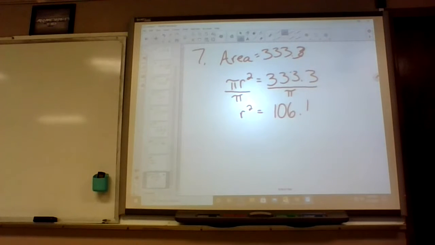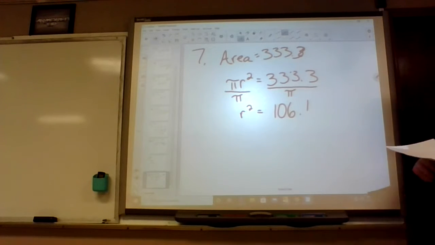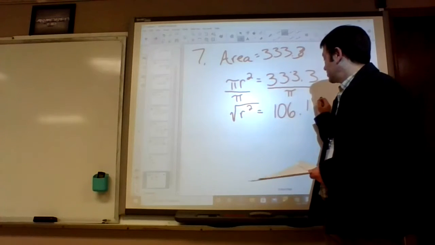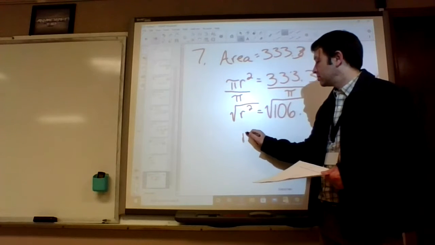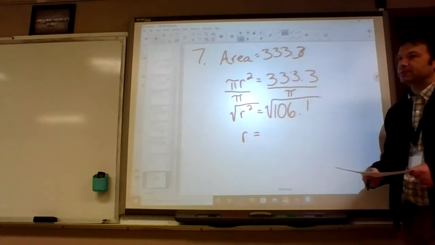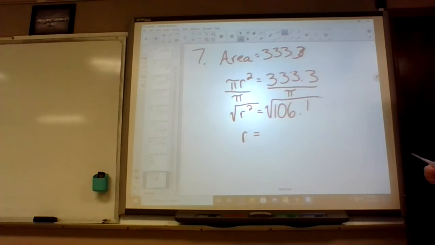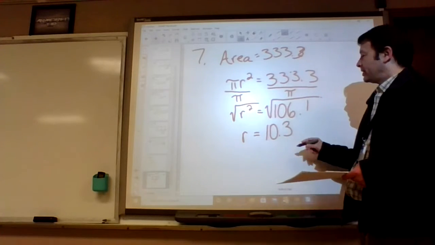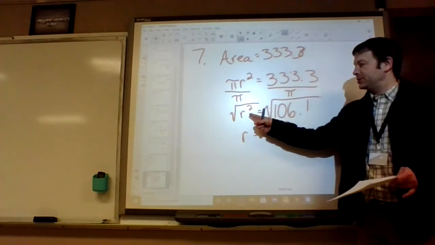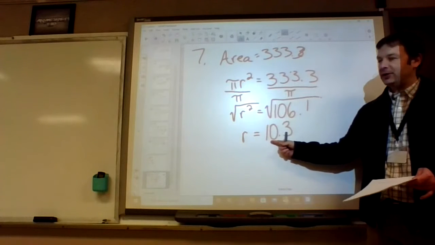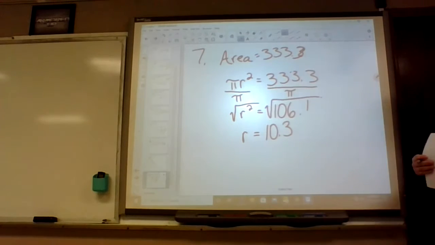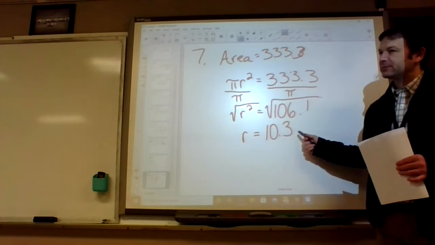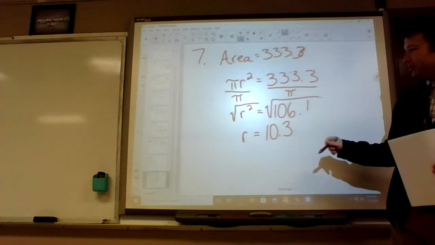And then what do we do? Square root. To get rid of the square, yeah, you square root it. What's that give us? 10.3. Okay, now technically when we're doing algebra, when you use the square root trick, this could be positive or negative, but a negative answer doesn't make sense with radius. So 10.3, now what do we do? Times 2 times pi.